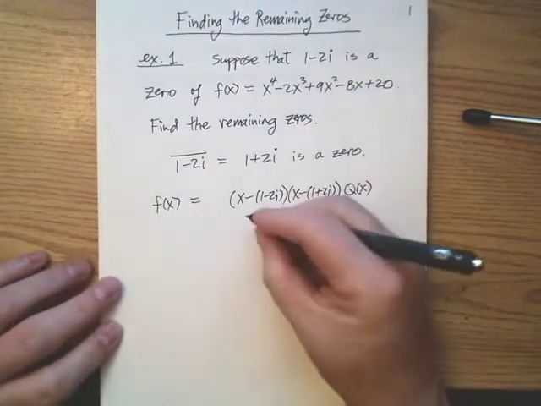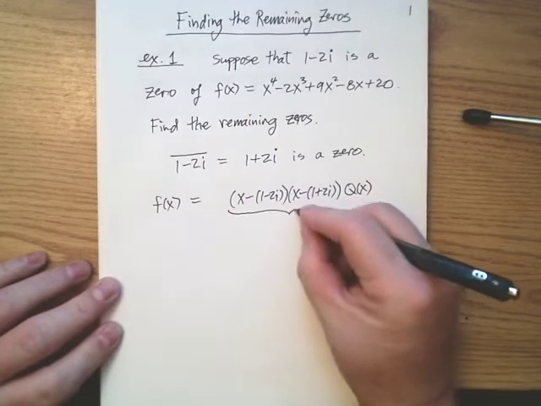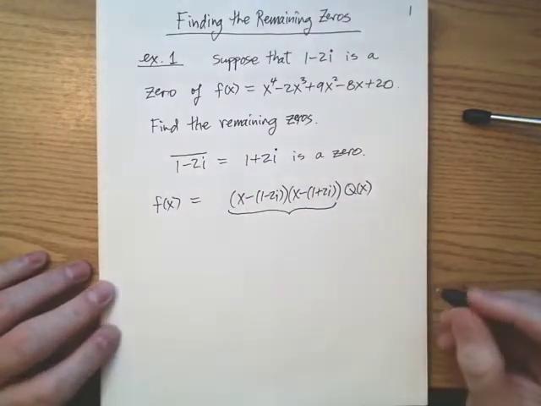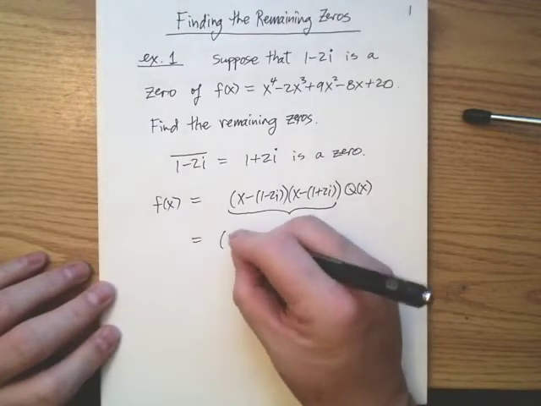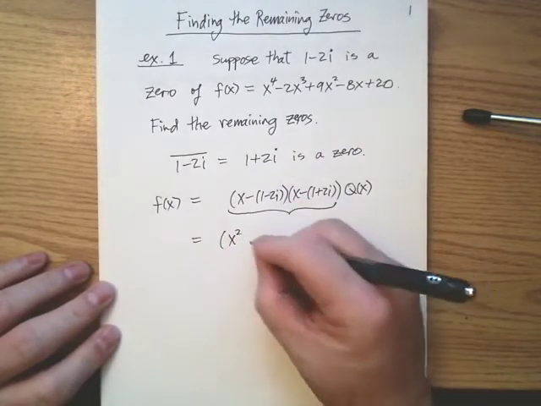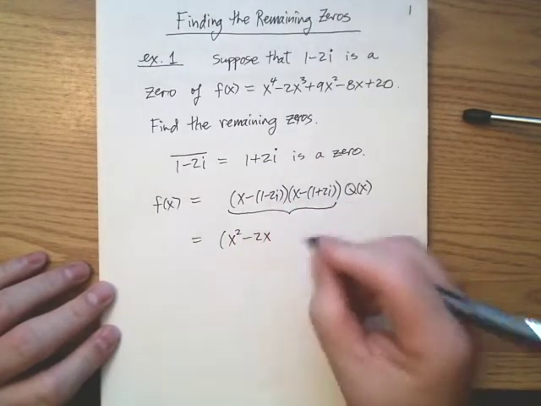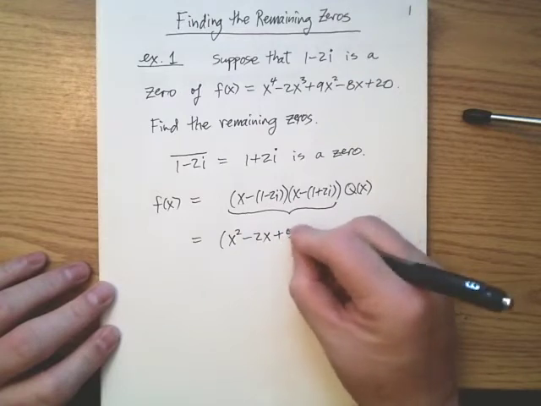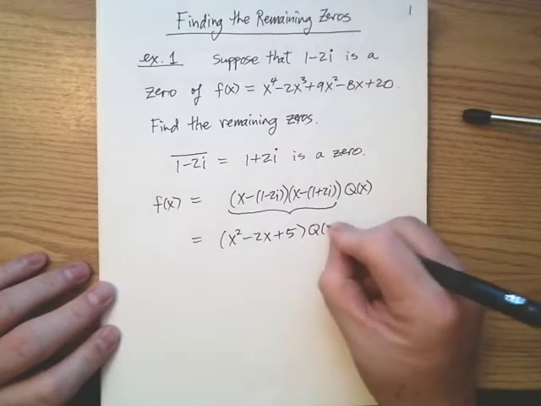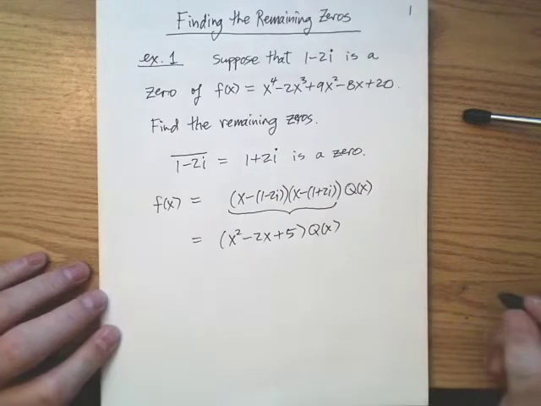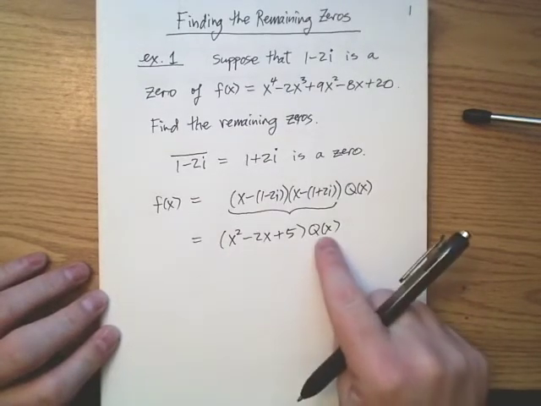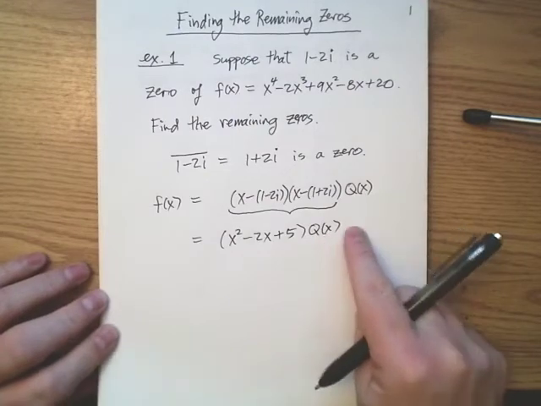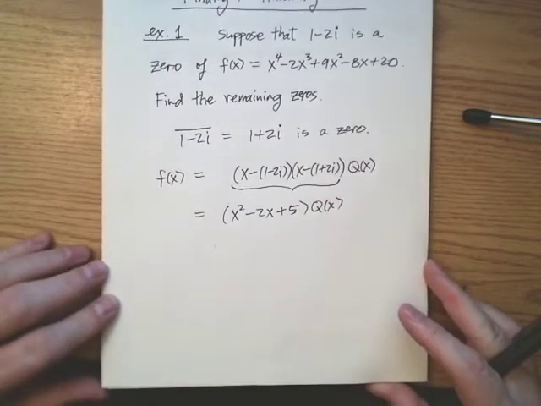Okay, now let's actually go ahead and do this. We're going to find what q of x is by first of all multiplying these two together. Now I hope you can remember how to do that. That would be x squared minus 2x plus, 1 squared plus 2 squared is 5. So my polynomial f of x should be x squared minus 2x plus 5 times some polynomial q of x. No remainder at the end, all right?